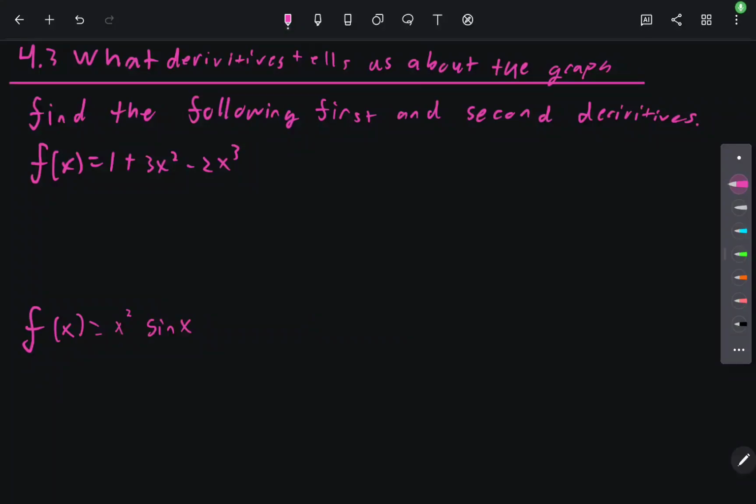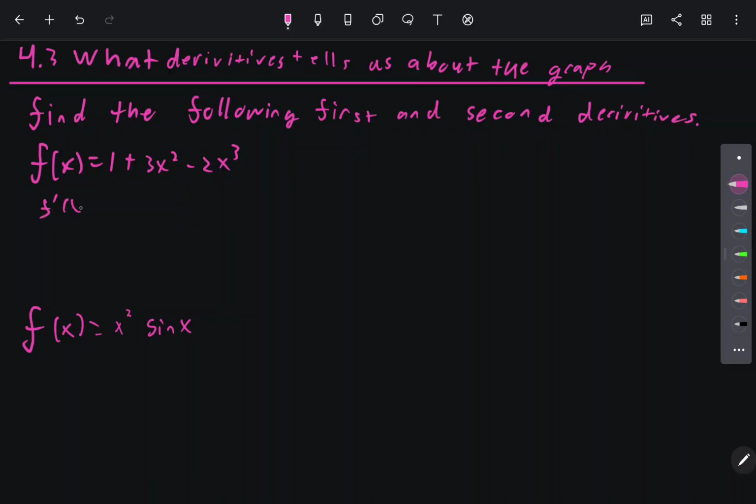Hello and welcome. In today's video, we're going to be going over topic 4.3, what the derivatives will tell us about the graph, or really what is the derivative going to tell us about a function. To start out, I want us to find the first and second derivatives of the following. Just walk us through the process, as we're going to be using that a lot in today's video.